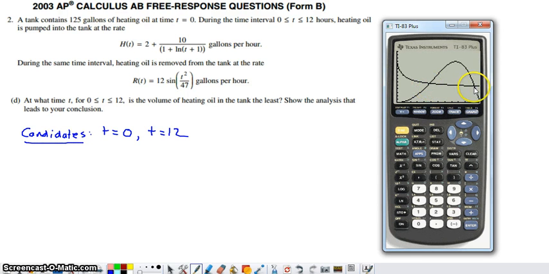Now this t value right here is the end of a time frame at which heating oil was leaving the tank. It's leaving at a larger rate than it was entering. So the other value that I'm going to have to consider is this t value right here. So we find that by using the intersect feature of the calculator: first curve, second curve, and now I want to scroll over and make sure I get close to the second intersection that we see on the screen here.